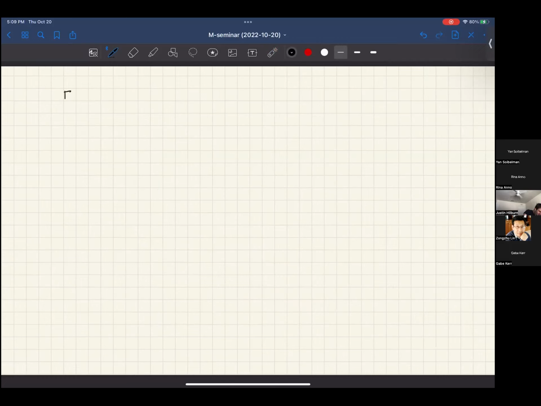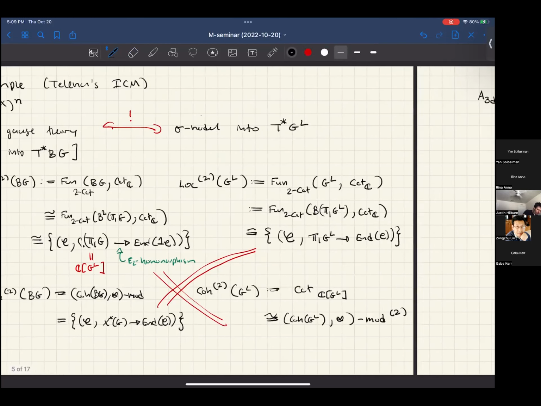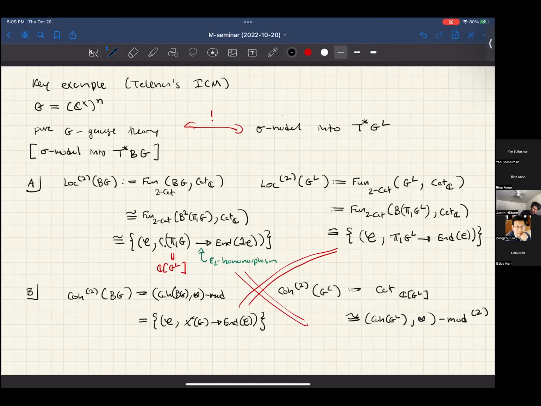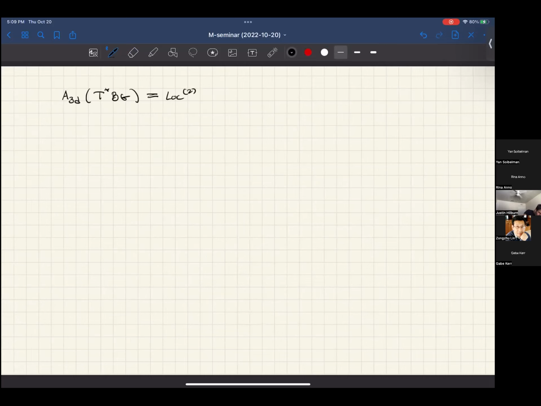So you can say that there's supposed to be some sort of 2 Fukaya category. I think I've been using A3D to refer to this thing now, of T star BG. And I'm just now rewriting things that I wrote on the other page. So our definition of that was that it was 2 local systems of BG. And one can also write down the B model.